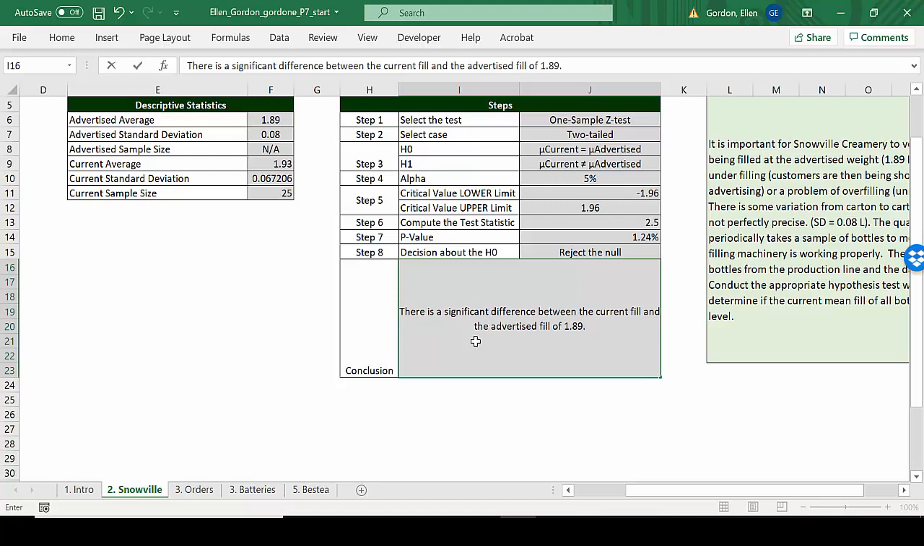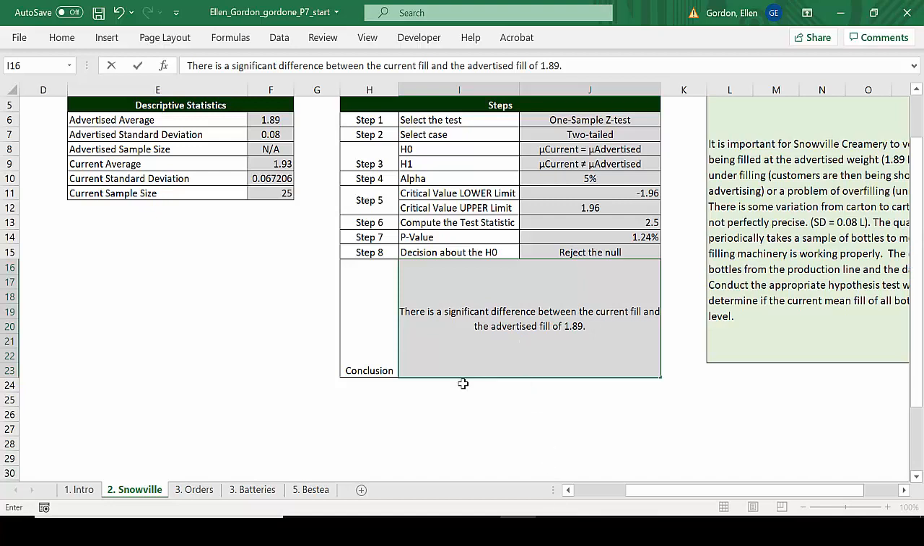However, if you conducted a test like this in the real world, if you were actually working for quality control and you found that there's a difference between the current fill and the advertised fill, and you gave this report to your boss, they would probably ask, well, what's going on? Are we underfilling the bottles or are we overfilling the bottles? So what you would want to do is include that in your conclusion.